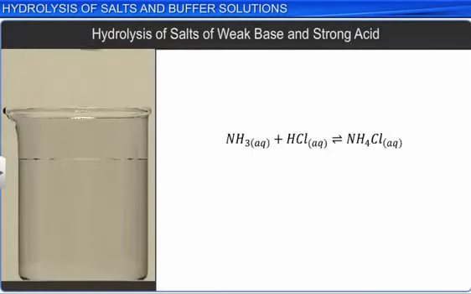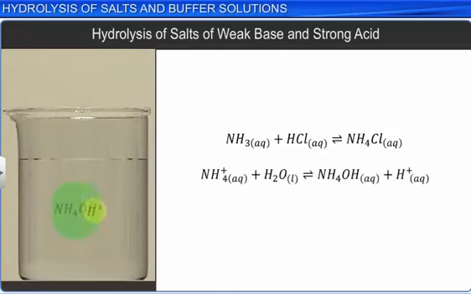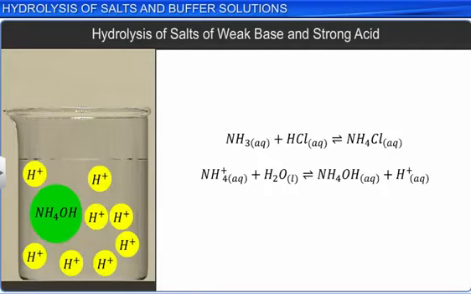When the salt is dissolved in water, the NH4+ ions undergo hydrolysis to form NH4OH and H+ ions. Ammonium hydroxide is a weak base and hence remains almost unionized in a solution. As a result, the concentration of the H+ ions increases in the solution, and this makes the solution acidic. Thus, the pH of the solution is less than 7.